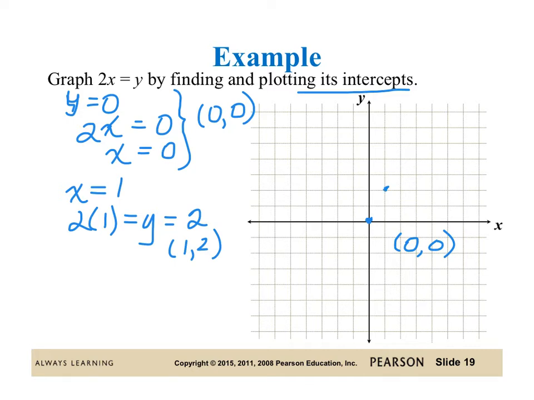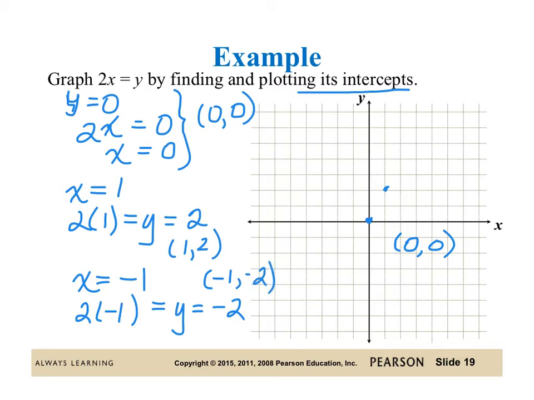And it's pretty unlikely that I messed up the arithmetic, but just to be on the safe side, I'm going to choose to let x equal negative 1. That means 2 times negative 1 equals y, which means y equals negative 2. And that gives me the point negative 1, negative 2. And when I plot that point, I see that they are lining up in a straight line. So I can now draw my line.